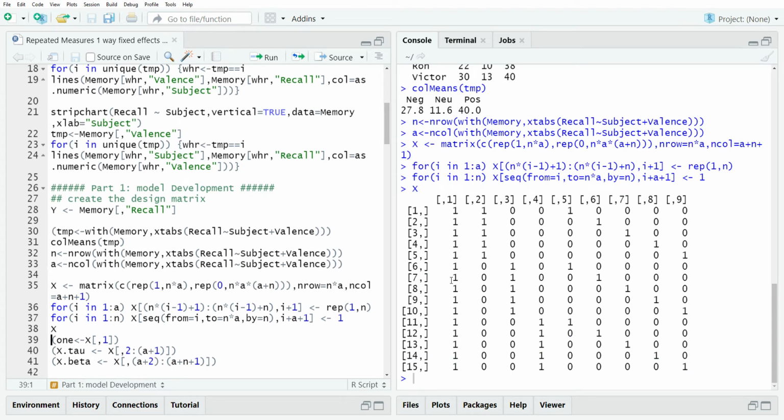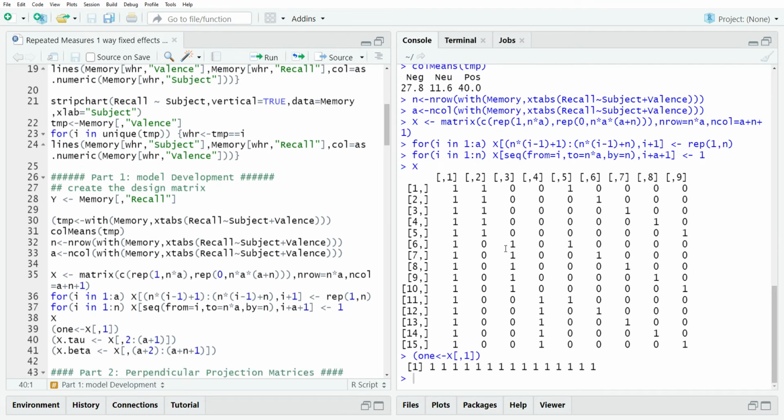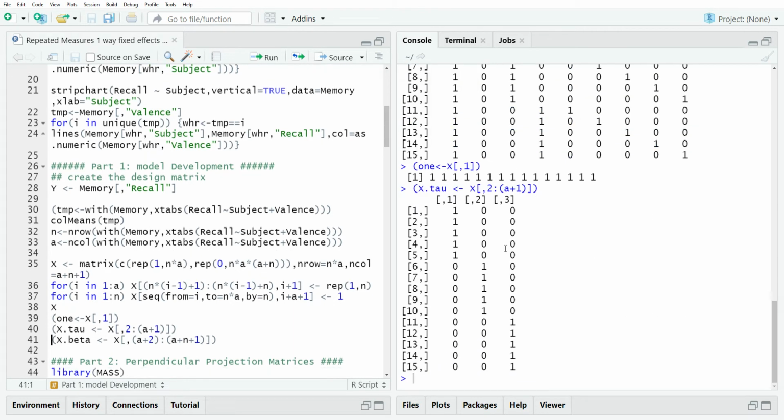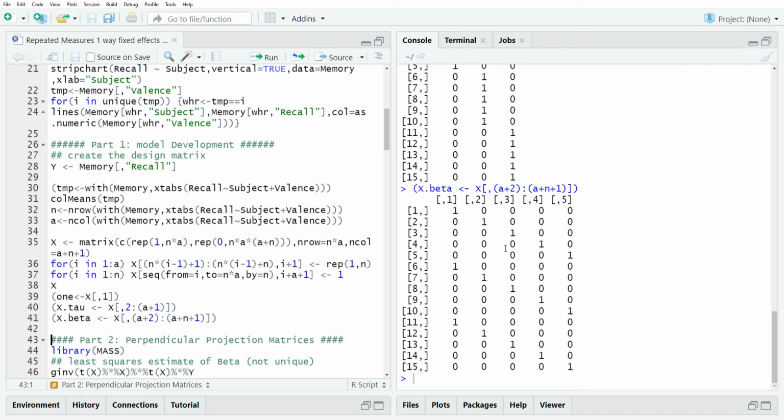So we have the first column is all ones. The next 3 deal with the 3 treatment effects, and then columns 5 through 9 deal with the subject effect. And notice it's their little identity matrix there. And that follows exactly what we did in the video. Now, we need to separate them into 3 different partitions of this matrix. The one vector, x tau, which deals with the next 3 columns, and x beta deals with the next 4 variables. Okay, so that's what we did in part 1.